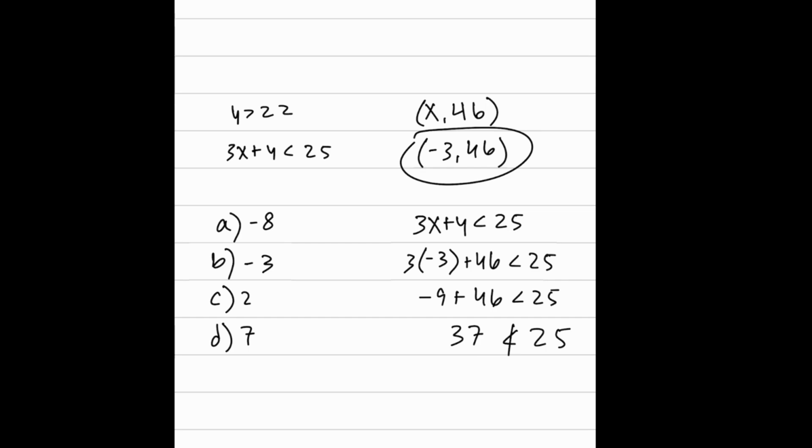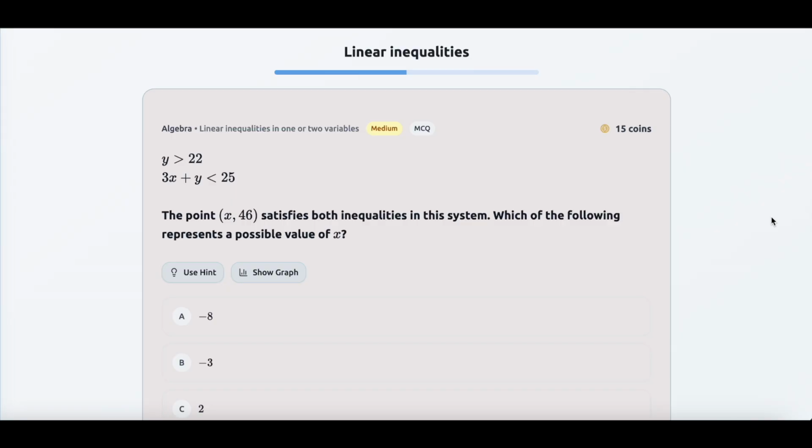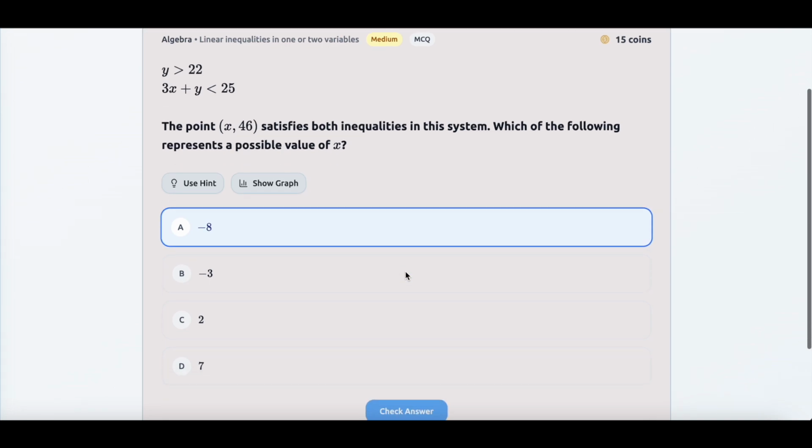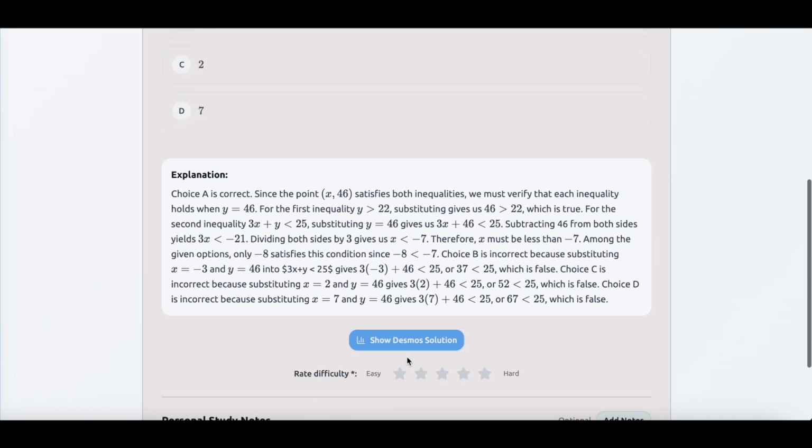So for a point to satisfy a system of inequalities, it has to work with both inequalities, right? In this case, -3 comma 46 does not work with both inequalities, so it would be incorrect. Only answer choice A actually works with both inequalities, so that would be our answer. Alright, so let's use -8, and we can see that's correct.